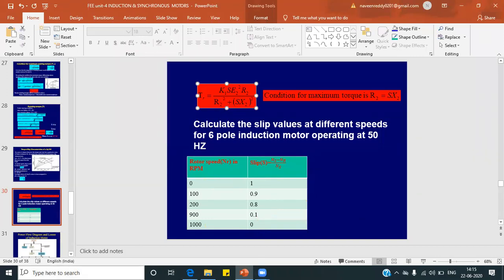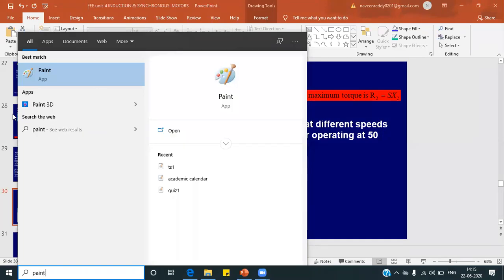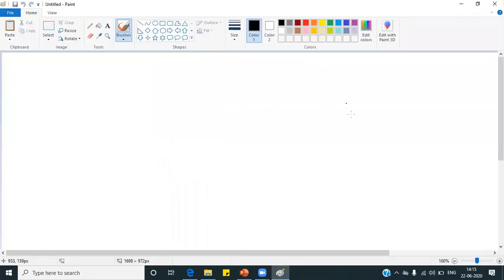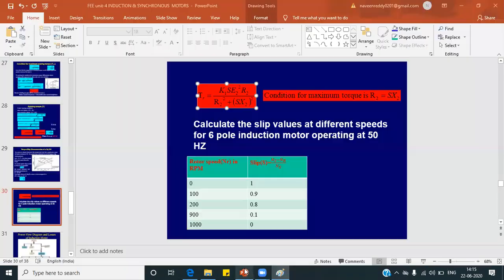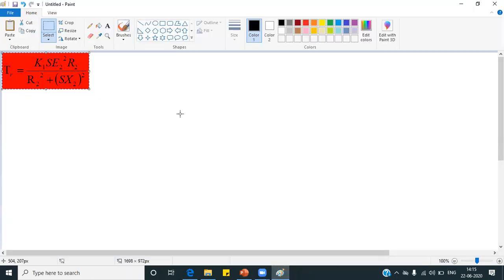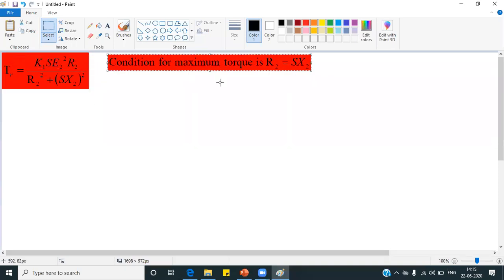I will just open Paint. Let me paste the equation. This is the equation, right? And let me take this equation also, Control C. If you have not understood how these two equations were derived, that's okay, that's another story. I'm just picking up these two equations and explaining how to draw the torque slip characteristics.